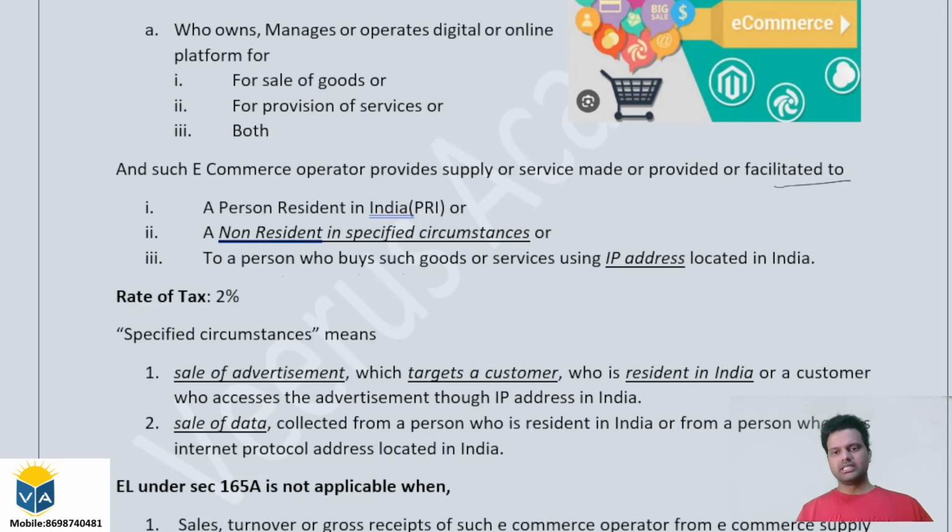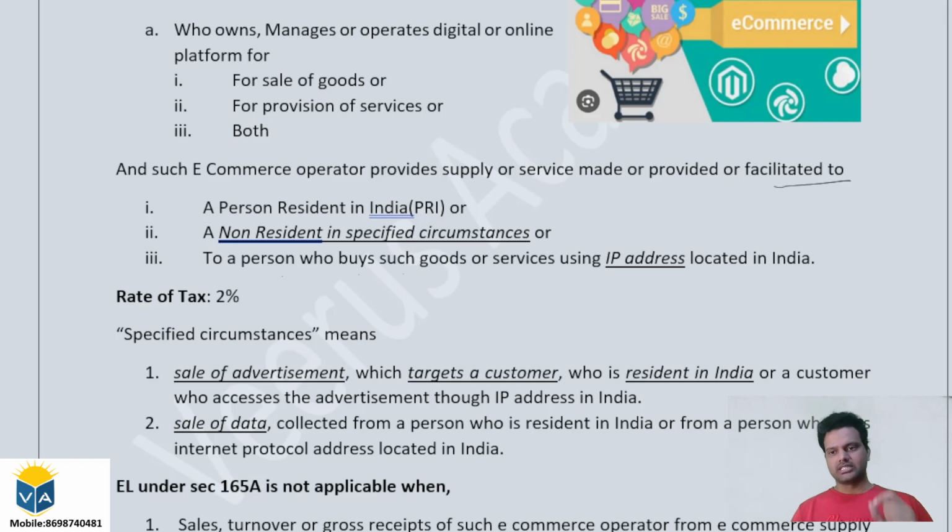Then they found that e-commerce operators across the globe are delivering and providing services to Indians, and there is a growing trend that Indians are ordering goods from outside India and taking services from outside India, especially from e-commerce operators. Then central government thought that there is a need for regularization, as well as a need for levy of taxation in this particular part. So then they introduced section 165A.